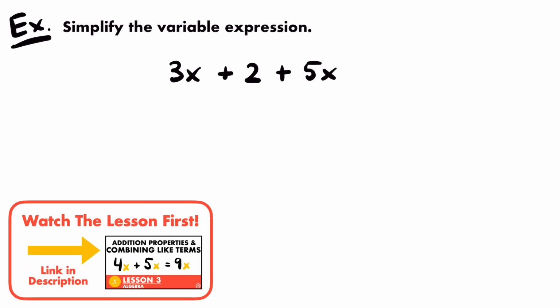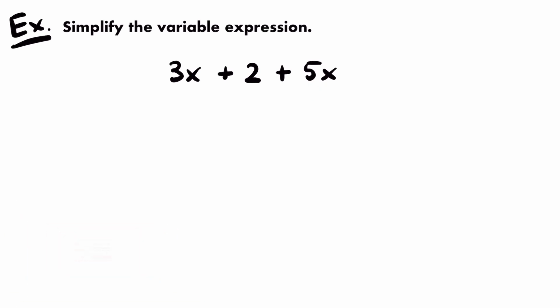Alright, so remember, when you're simplifying variable expressions, you can combine pieces, or these different terms, when they share the same variable part. So in this variable expression, notice that both 3x and 5x have the same variable part of x. Alright, but this term in the middle, or this constant term of 2, does not share that variable part. So you cannot combine 2 with either of these two terms, but you can combine 5x and 3x with each other.